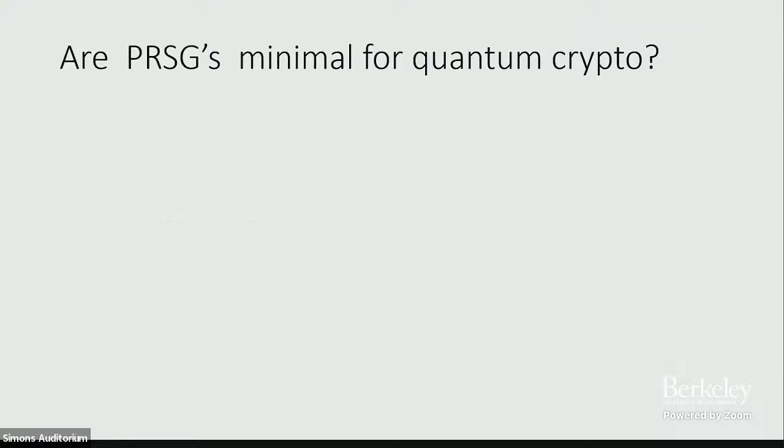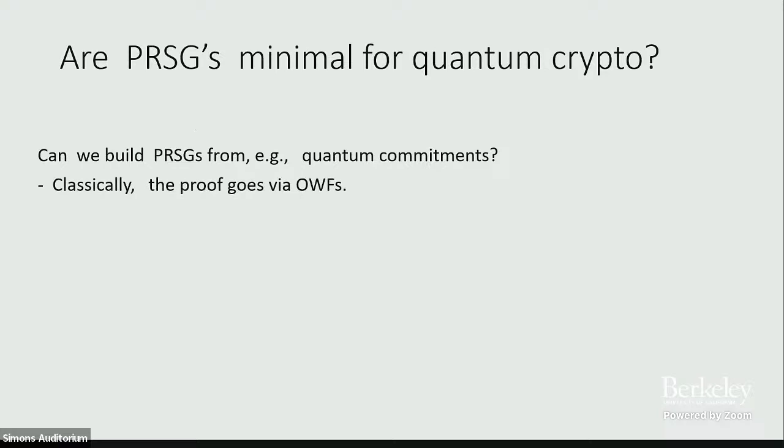Great. So now the next question: are they minimal for quantum crypto? Can we build PRSGs from quantum commitments? So how would we do it, right? Classically, how do we construct PRGs?